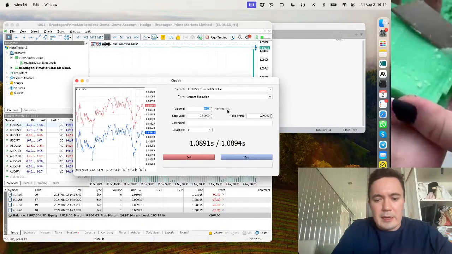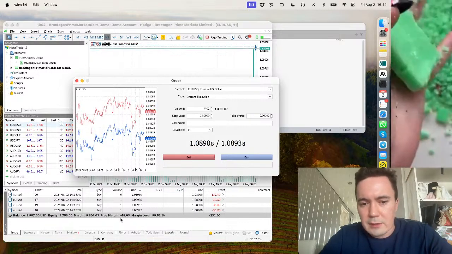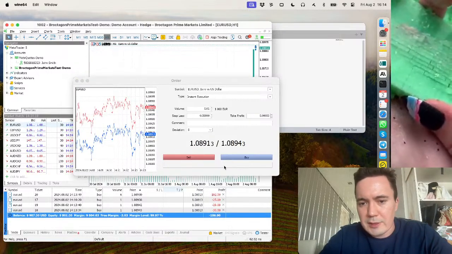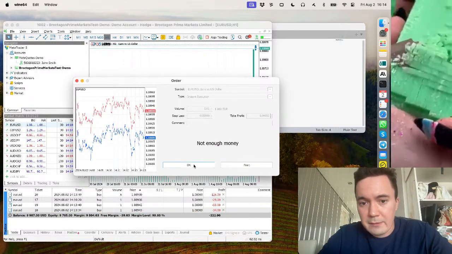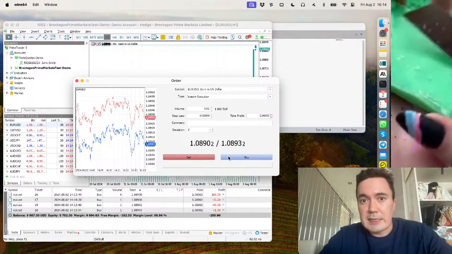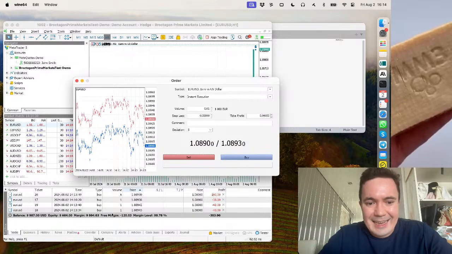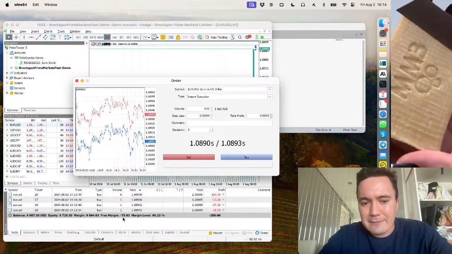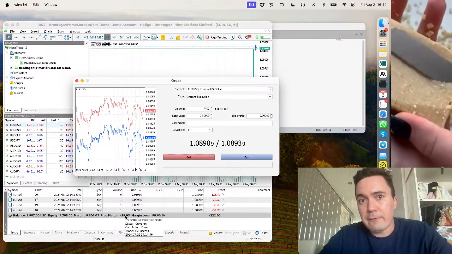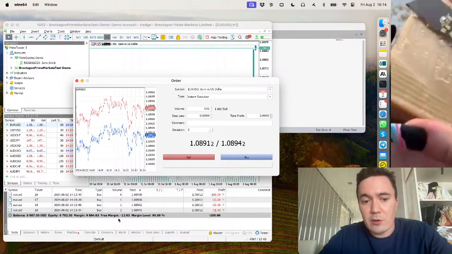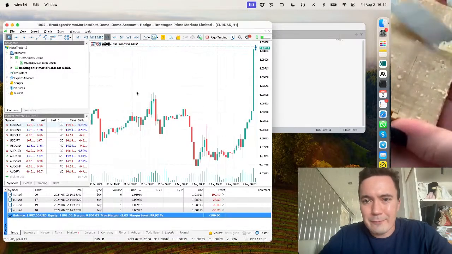Say, can I buy a little bit more, 1,000 euro? I don't have this amount actually. Let's see what happens. It says not enough money. This error means that we don't have enough money, that is, enough free margin, how much money we have free to spend on margin. In this case, we don't have 1,000 euro more.